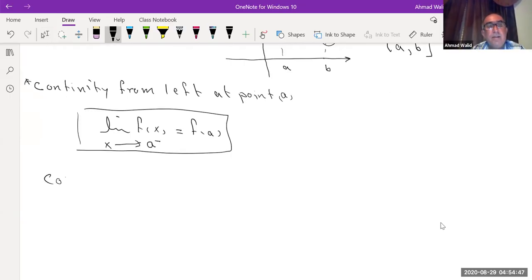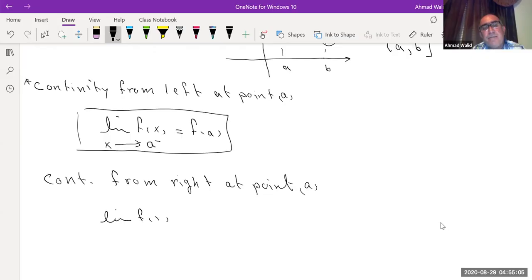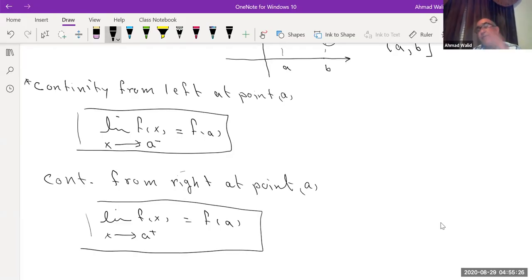Next one, continuity from right at point A. If the limit of f of x as x approaches A from the right equals f of a, then you say my function is continuous from the right at point A. Correct? Two more tests. Actually, you see your test is the same as the limit of f of x equals f of a.